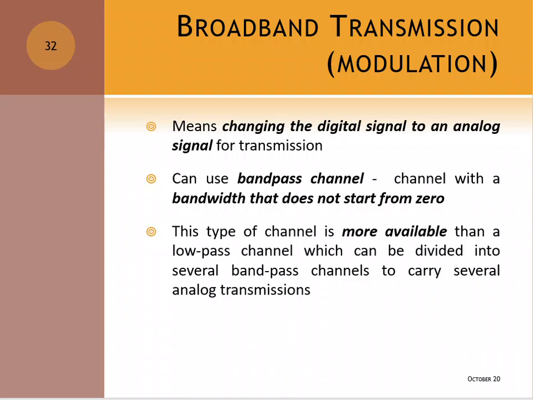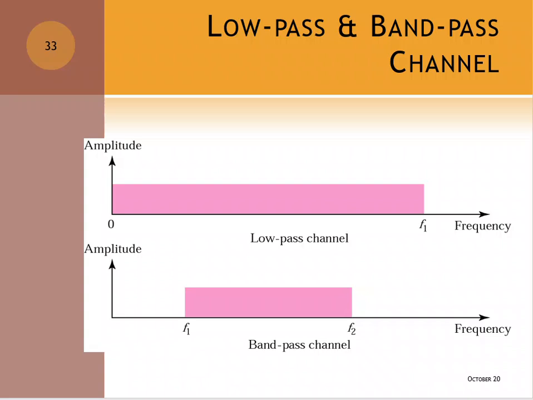Okay, saya ada sebut awal-awal itu proses conversion of digital signal to analog, we call it modulation. So for broadband transmission, we can use band pass channel, which is channel with a bandwidth that does not start from 0. Okay, so let's consider this figure first. The difference between low pass and band pass channel.